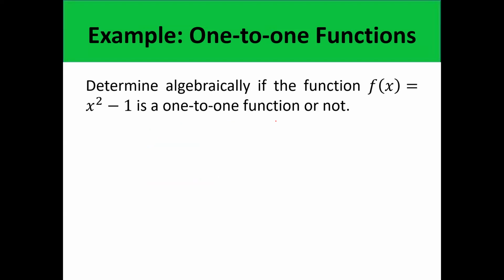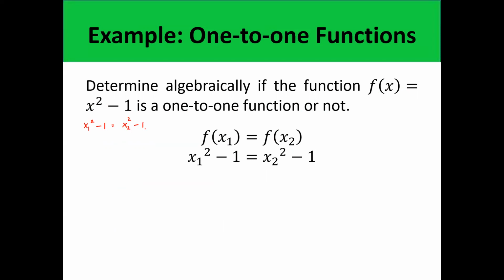Okay, let's have another one. Let's determine algebraically if the function f of x equals x squared minus 1 is a one-to-one function or not. So again, we start with f of x sub 1 equals f of x sub 2. And then f of x sub 1 is equal to x sub 1 squared minus 1, and f of x sub 2 is equal to x sub 2 squared minus 1.